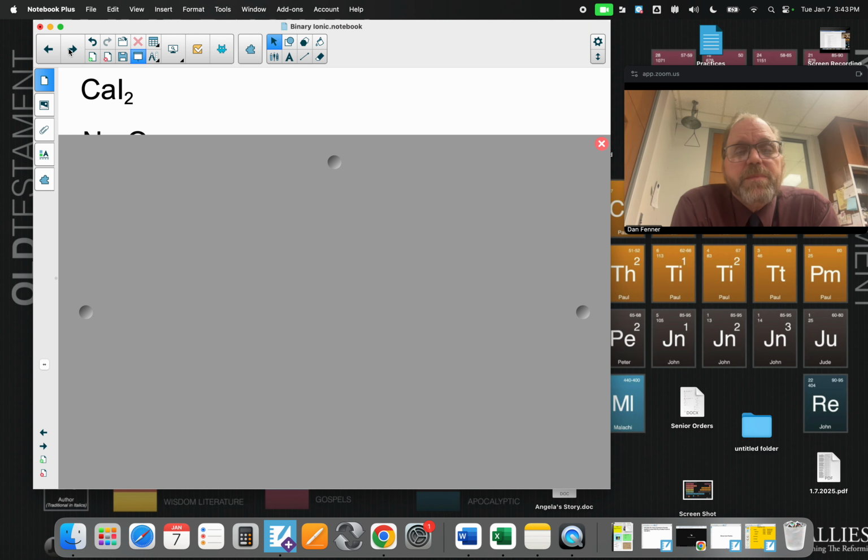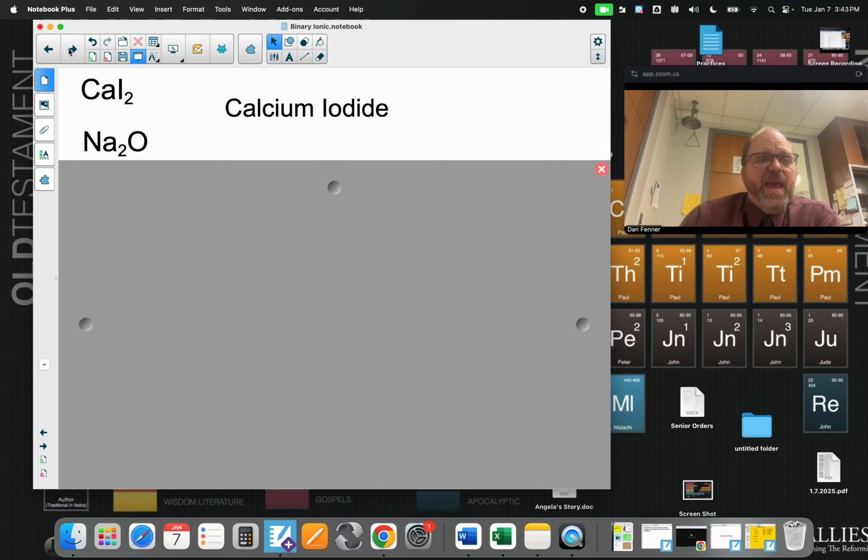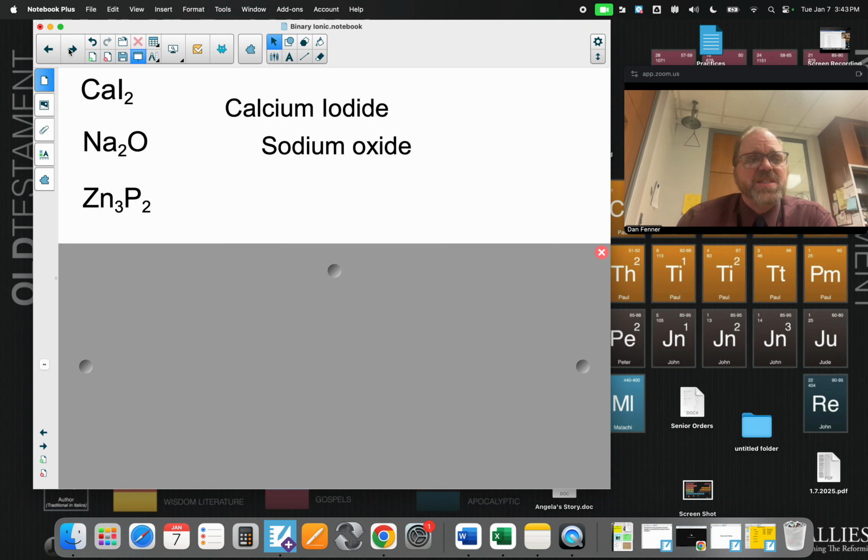Calcium iodide, CaI2. That's calcium, and that's iodide. Do we know calcium? Yes, we do. All right, so it's calcium iodide. All right, Na2O, sodium, and then O is oxygen, so it's going to be oxide. Again, no prefixes. Do we know sodium? We just said we did. So again, all right, let's skip down.